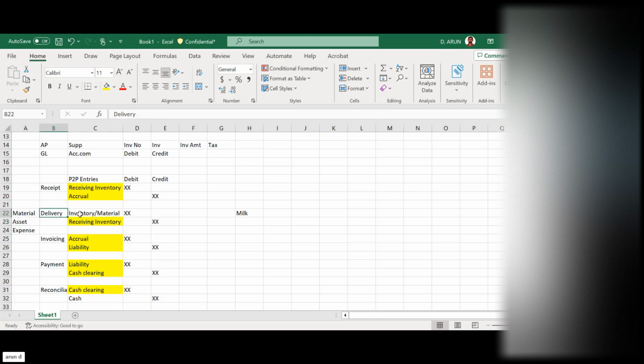Now in this case, instead of having a material account, I will have an asset clearing account. Again, why are we having a clearing account here? Because when I create the asset in the asset module, my cash clearing account will be credited. So here it would be asset clearing account debit and receiving inventory. It's the same option that we'll have, receiving inventory.